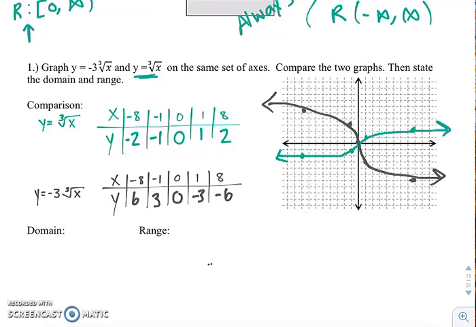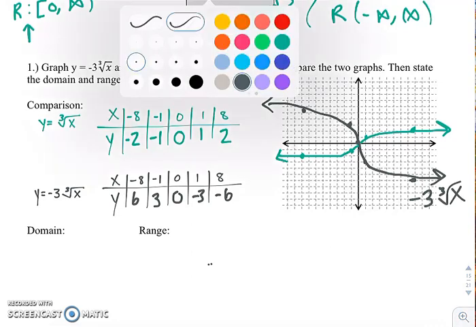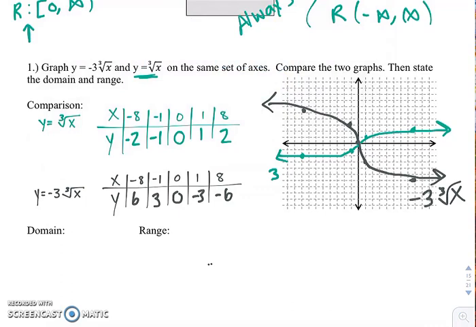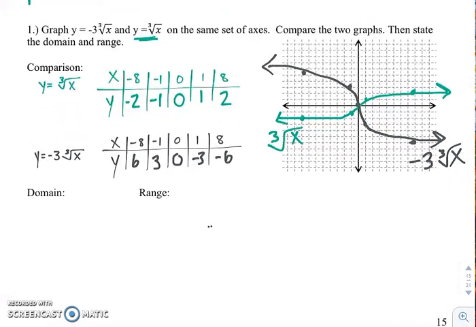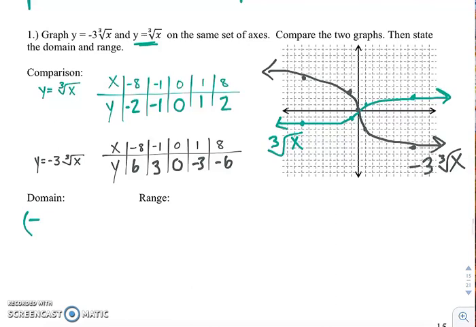So if we are looking at the gray function versus the green function, so the parent versus, and we can label them. So this is -3 cubed root x, and your original was just the cubed root of x. The domain and range is going to be the same. They're both going to be negative to positive infinity because both of them are still cubed root functions.